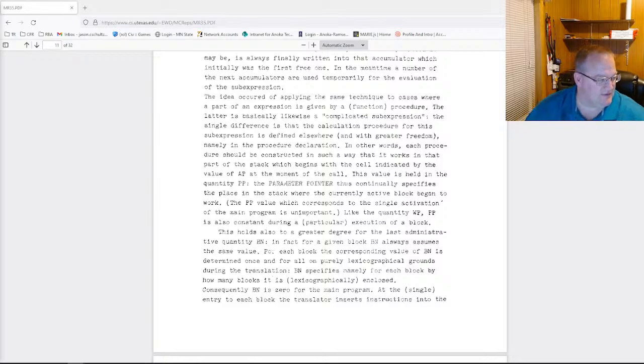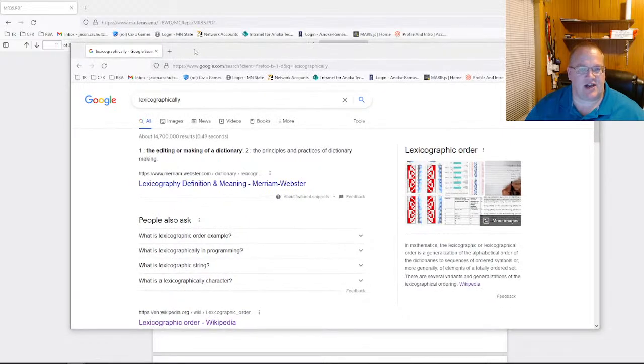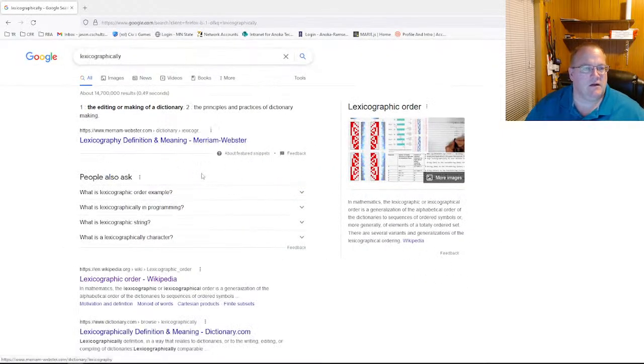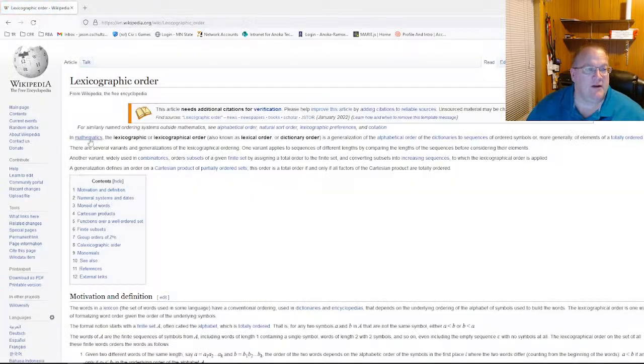Lexicographically. The editing or making of a dictionary. The principles and practice of dictionary making. Well, that's kind of cool. But lexicographic order, the lexicographic order is a generalization of alphabetical order.